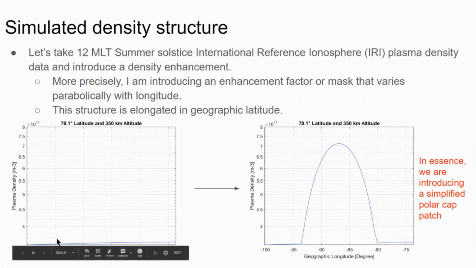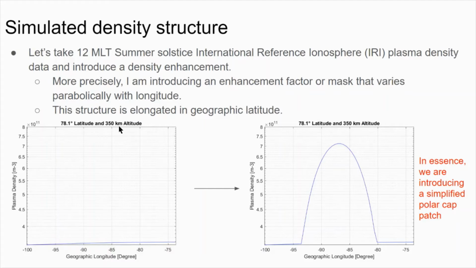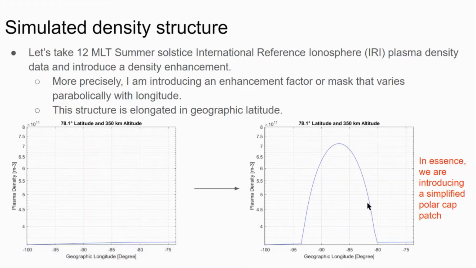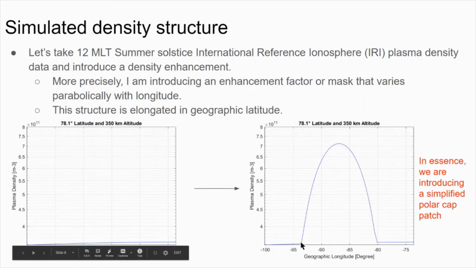So over here on the left, we see a very boring plasma density. Here on the x-axis, we have geographic longitude in degrees, and here we have the plasma density, at 78.1 degrees latitude at 350 kilometers. I chose this region because it overlaps with RISR-N. This blue curve here is just IRI observations. But what I'm putting on top of that is a plasma density enhancement. I'm introducing a parabolic, very simple enhancement, which I'm going to say is a simplified polar cap patch. It's elongated in latitude, but it varies with respect to longitude.